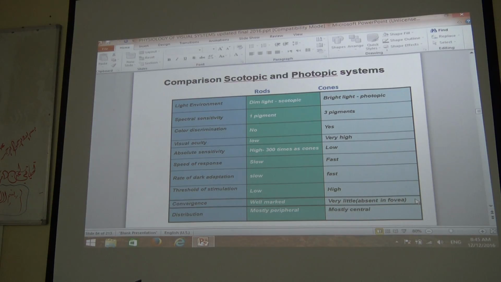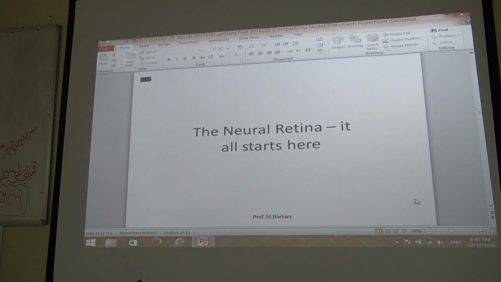But for the cones, for high acuity, there is minimal convergence, 1 to 1. 1 receptor, 1 bipolar, 1 ganglionic cell for increased acuity.